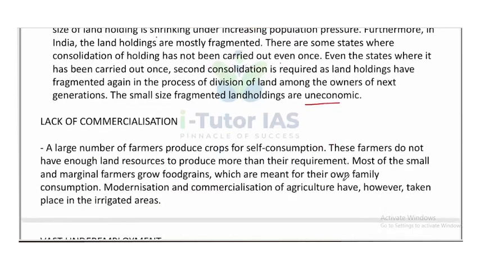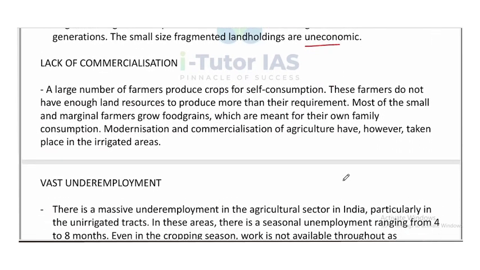Now, lack of commercialization. A large number of farmers produce crops for self-consumption. These farmers do not have enough land resources to produce more than their requirement. Mostly the small and marginal farmers grow food grains which are meant for their own family consumption. Modernization and commercialization of agriculture, however, have taken place in the irrigated areas.